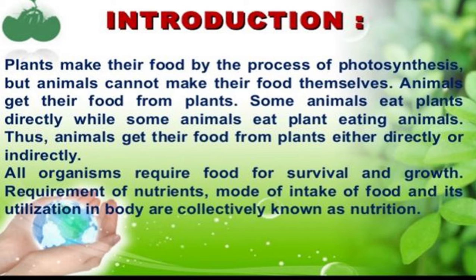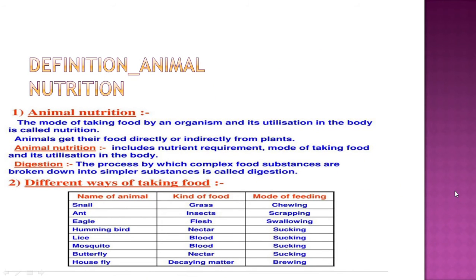The process of nutrition, the mode of intake of food, and its utilization in the body are collectively known as nutrition. Definition of animal nutrition: so what is animal nutrition? The mode of taking food by an organism and its utilization in the body is called nutrition. Animals get their food directly or indirectly from plants.